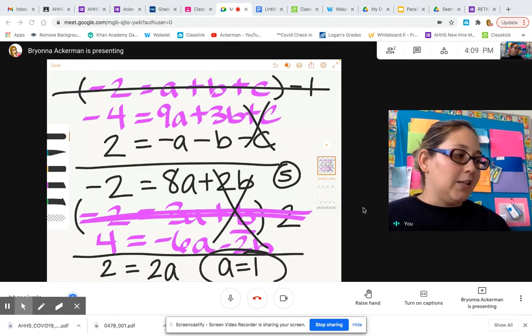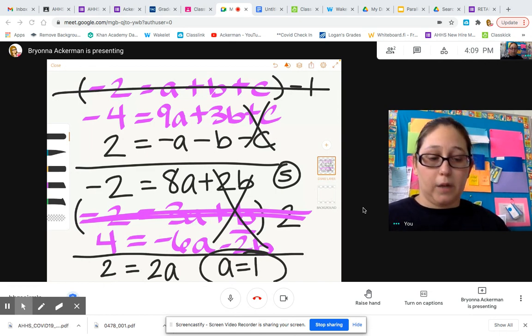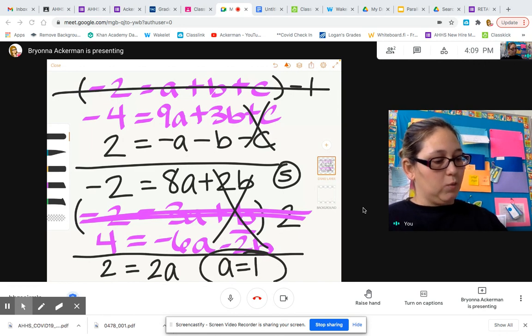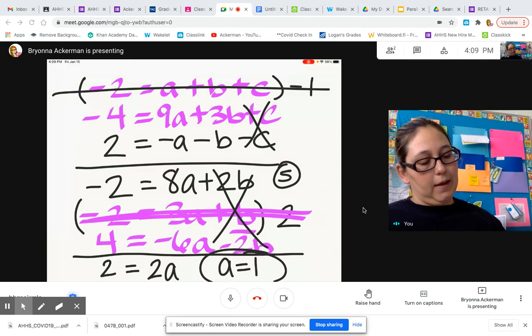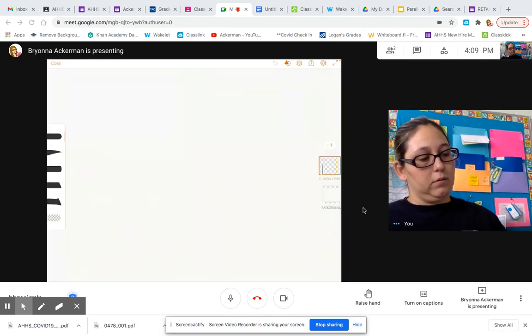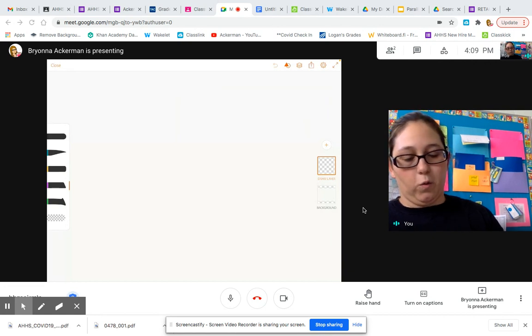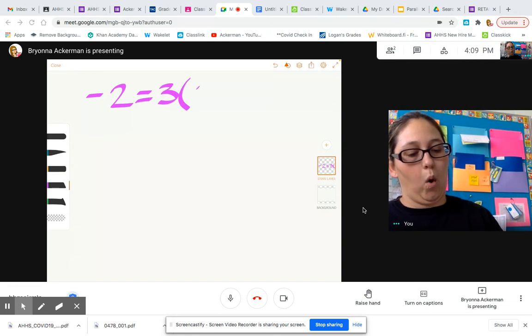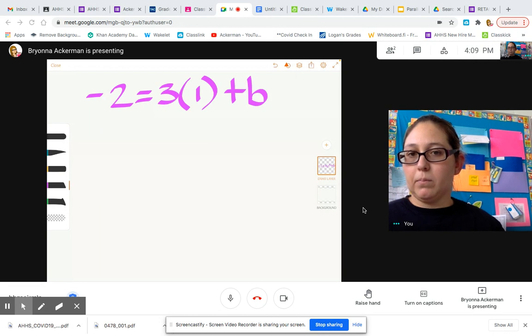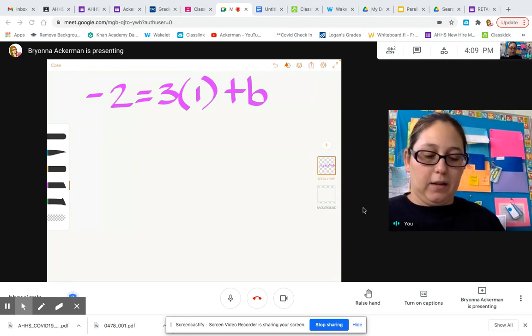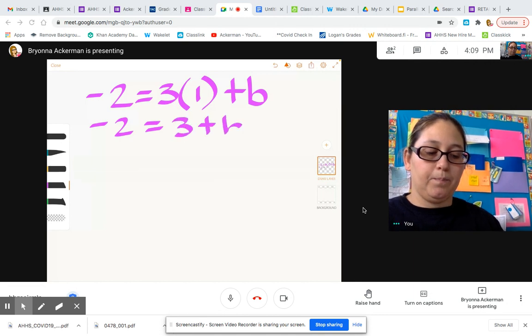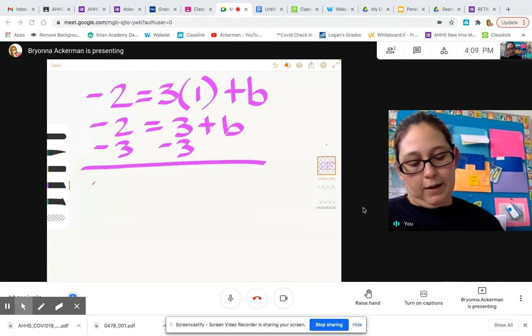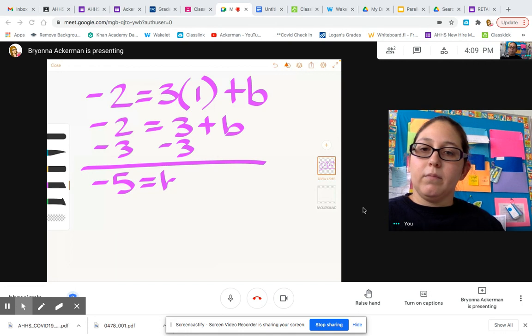I'm going to plug it back into either equation 4 or 5. Okay, so a is 1. So let's plug that in. I'm going to use equation 4. It doesn't matter, though. You can use 4 or 5. So I'm going to do negative 2 equals 3a, but instead of a it's now 1, plus b. And so when I simplify this, I get negative 2 equals 3 plus b. I'm going to subtract 3 from both sides. So I now get negative 5 is equal to b. So I now know a and b. b is negative 5.